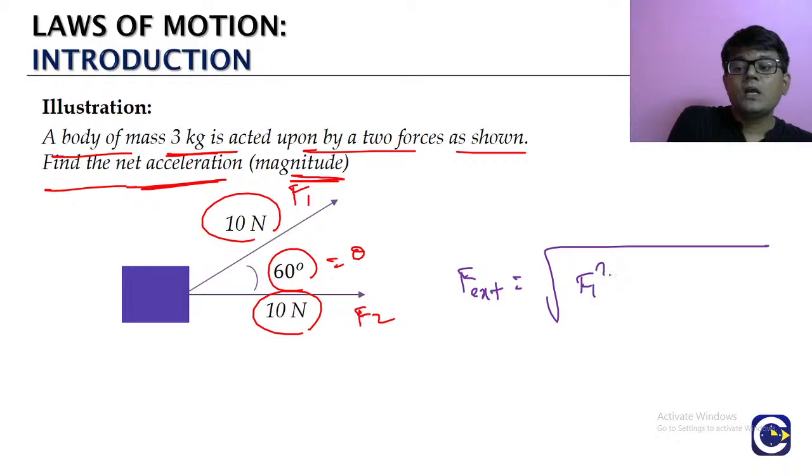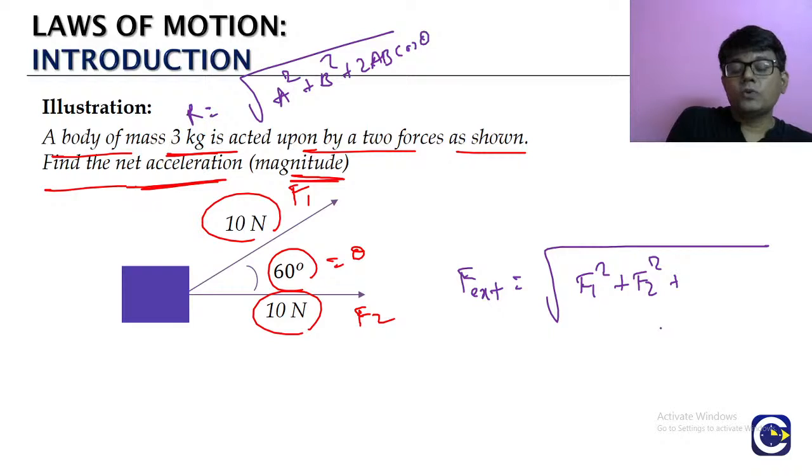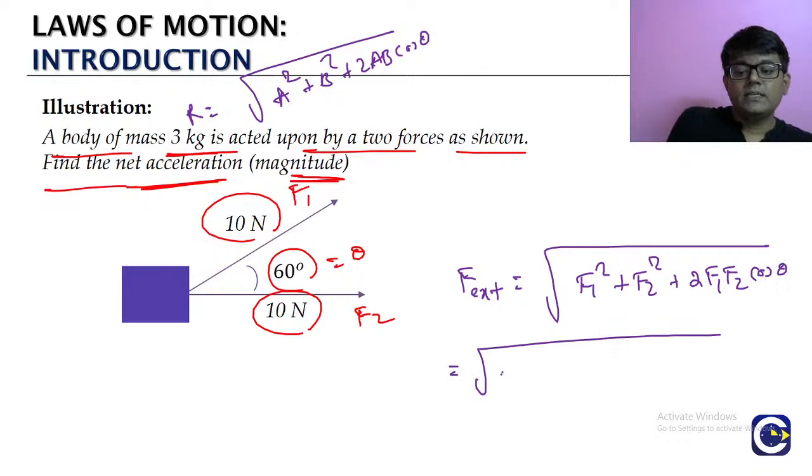Look at it, guys. What is the formula for the resultant of 2 vectors? If you have 2 vectors A and B with an angle theta between them, the resultant is equal to the root of A square plus B square plus 2AB cos theta, correct? Here we have 2 forces, F1 and F2. Root of F1 square plus F2 square plus 2 F1 F2 cos theta. So F1 is 10, so 10 square plus 10 square plus 2 into 10 into 10. What is theta here? What is the angle between them?